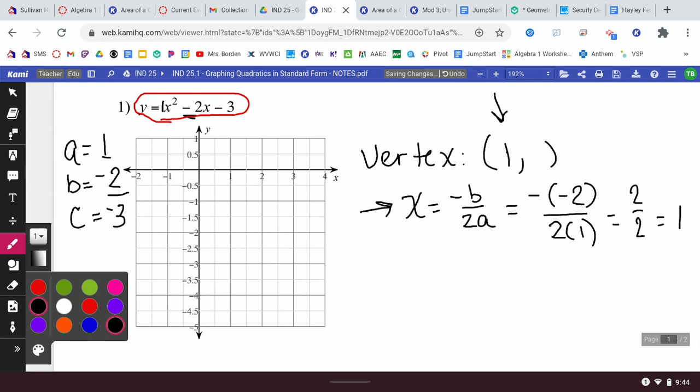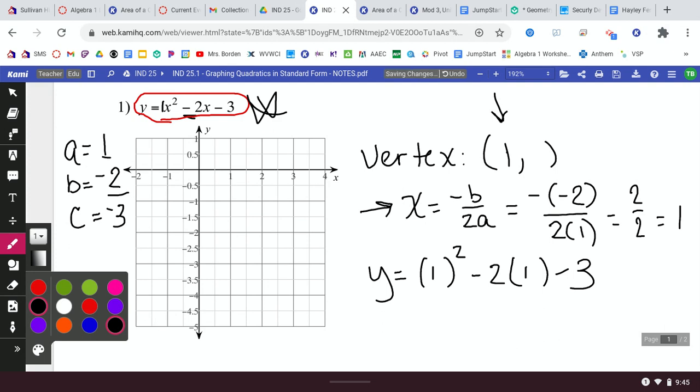So we're going to say y equals, now I'm going to put a parenthesis where there was an x. So x squared minus 2 times x minus 3. That's our quadratic from up here, right? x squared minus 2x minus 3. But now I know that the value of the x of the vertex is a 1, so I'm going to plug a 1 in here.